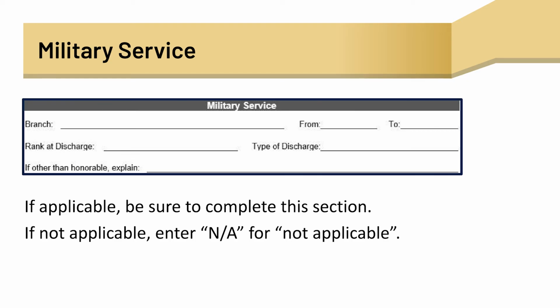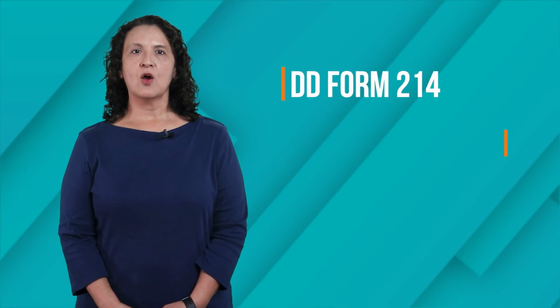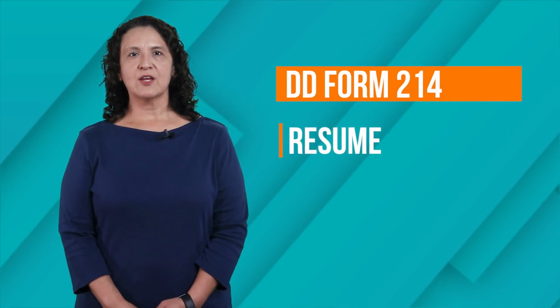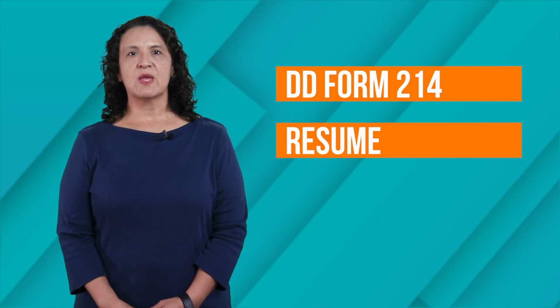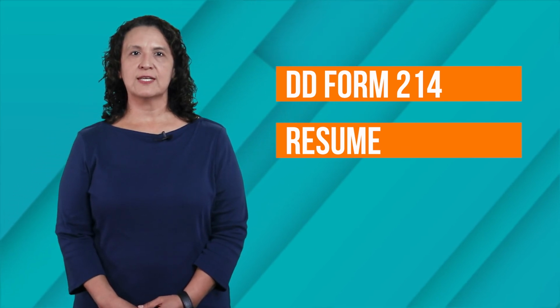Military service. In this section, individuals will list information about their military service. If applicable, you should provide the branch of service, dates of service, rank at discharge, type of discharge, and an explanation for anything other than honorable. If military service is not applicable, enter NA for not applicable. Information about military service can be obtained from a DD-214 or on a resume. Once hired, individuals with military service may be asked to provide a copy of their DD-214.